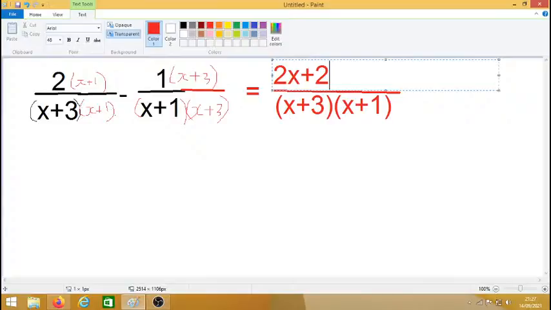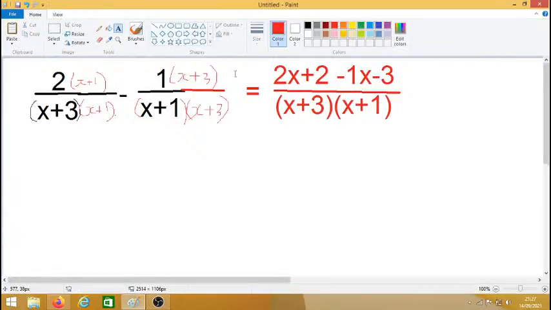Now be careful here with subtracting. That subtraction applies to both things on the top. So when we expand this out, if that subtraction wasn't there, I'd end up with 1x plus 3. But this subtraction has to apply to both bits. So I'm going to have a minus 1x and a minus 3.